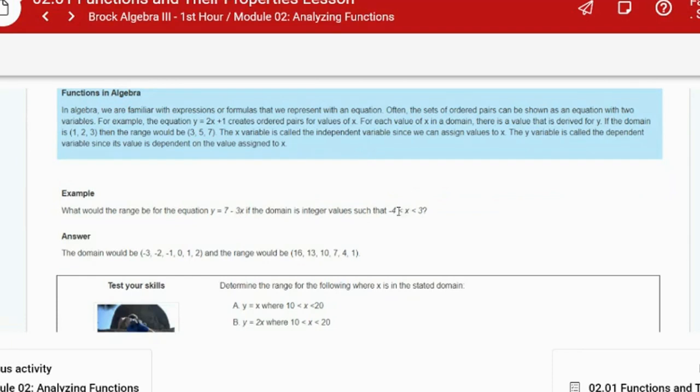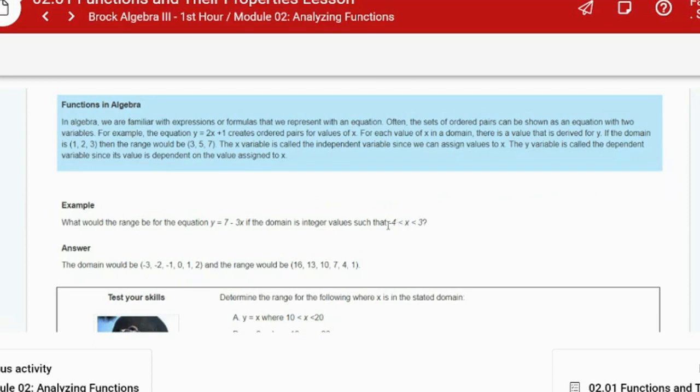Oh, but it's greater than, so it doesn't include that. I'm sorry. -4 is not part of the domain because it's greater than -4, but not equal to. So it'd be -3 to 2. So -3 times -3 is 9 plus 7 is 16. So -3 matches up with 16.